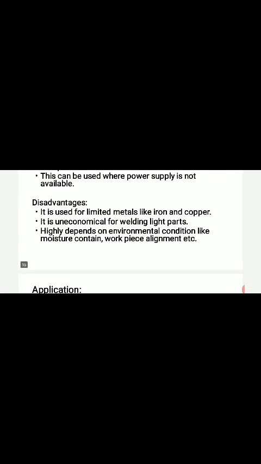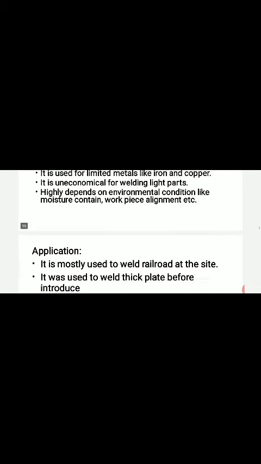Then the disadvantages: it is used for limited metals like iron and copper. It is uneconomical for welding light parts. It highly depends on environmental conditions like moisture content, workpiece alignment, etc.